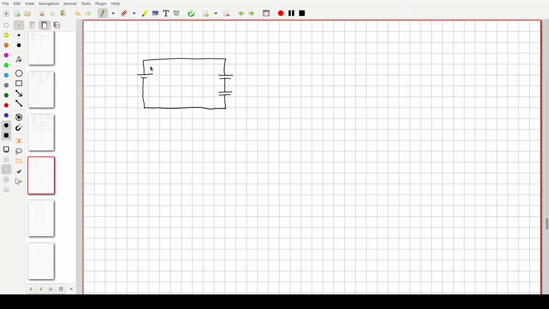So let's pretend we'll call our battery V. This is C1 and C2, and this is what we've been given. Our battery is 125 volts. C1 is 3.0 microfarads, and C2 is 5.0 microfarads. So what I'd like to find here is the voltage across C1, the voltage across C2, and also the stored charge Q.